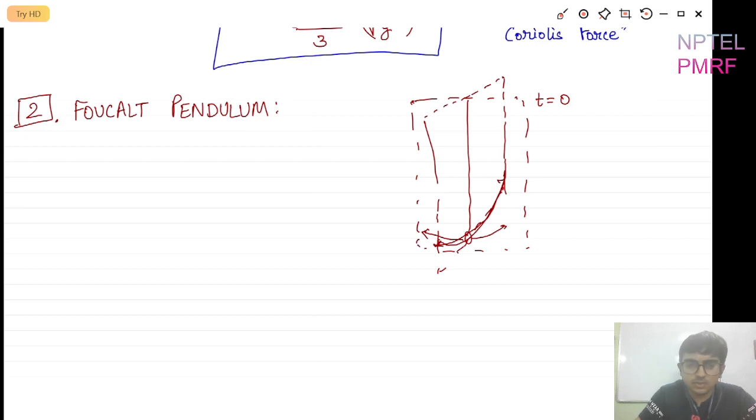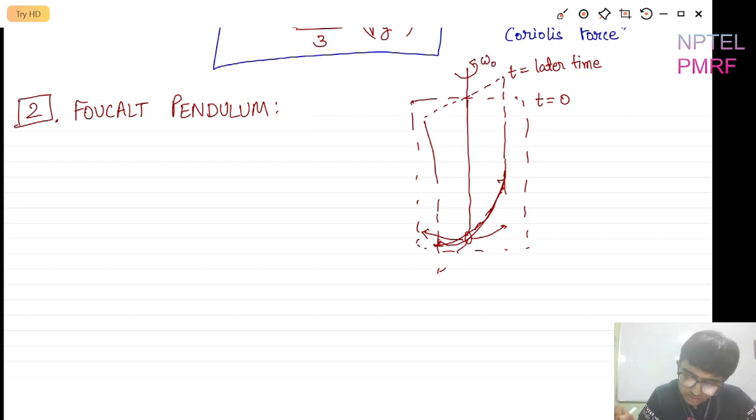There are museums where you can find one. In India, there is one in the Kolkata Science City, and I'm sure there are many other places where you can see this. Okay. So this is t equal to some later time, and what we want to calculate is the rate of rotation of the plane. Okay, this omega 0 or something.